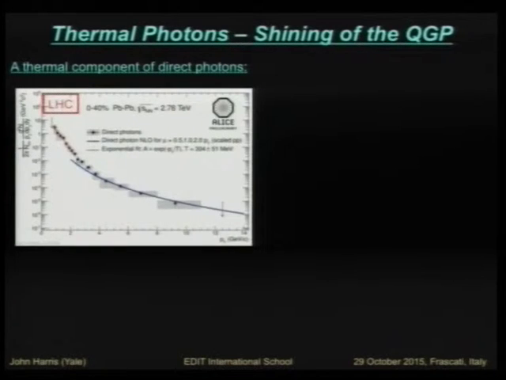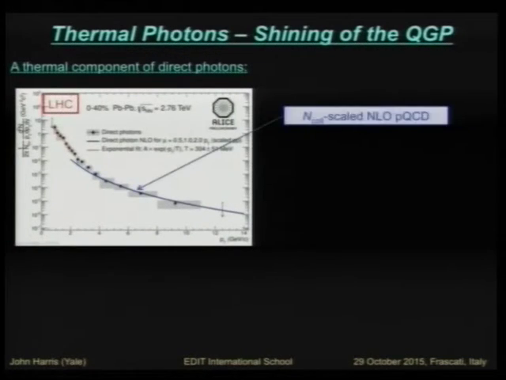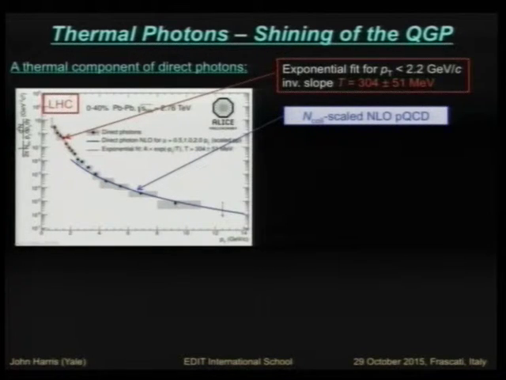Okay, so at LHC, in central lead-on-lead collisions, this is a distribution of photons from the collision that are not from decays, and the higher transverse momentum part is actually well reproduced by perturbative QCD. This lower momentum part, in fact, is an excess over what's predicted. And if you just fit that with an exponential and say that those are radiated photons, you get 304 MeV.